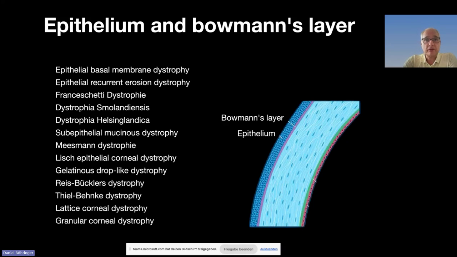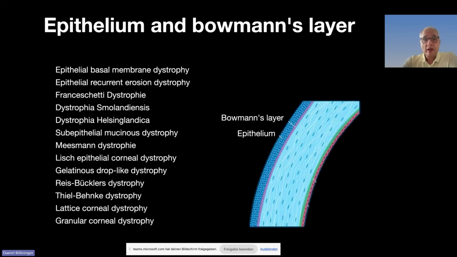And it makes sense from a clinical point of view to group the corneal dystrophies, and we have more than 30 of them, according to the structure of the cornea that is primarily affected. Let me start with the epithelium and the Bowman's layer. We have here, I think, more than 10, but I will not read them all at this time. We will revisit this slide later.